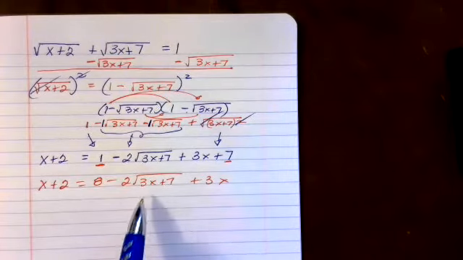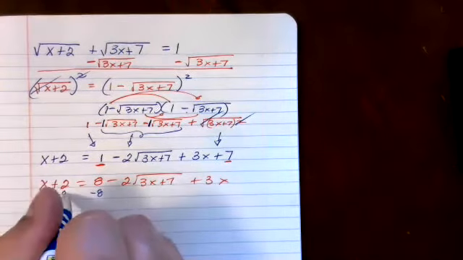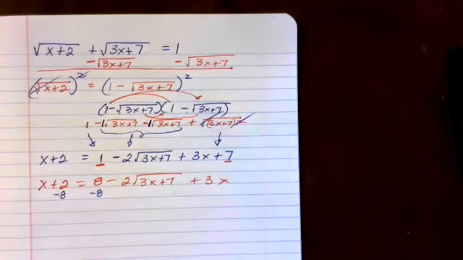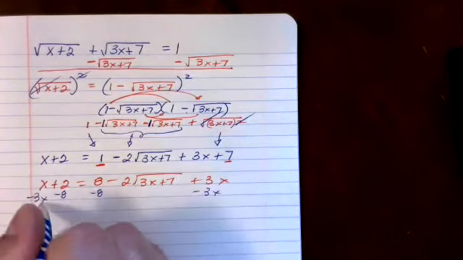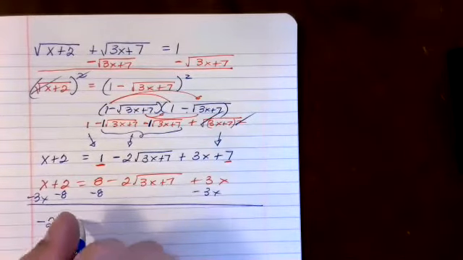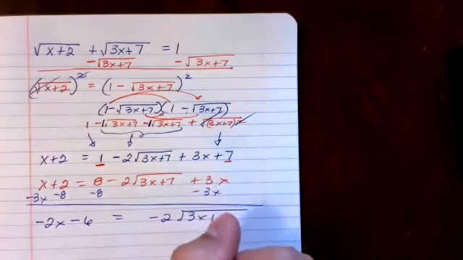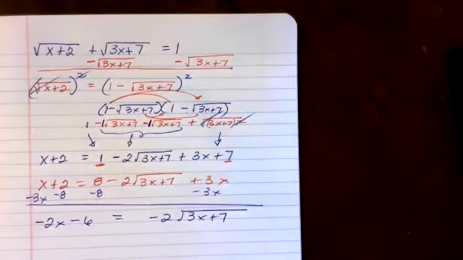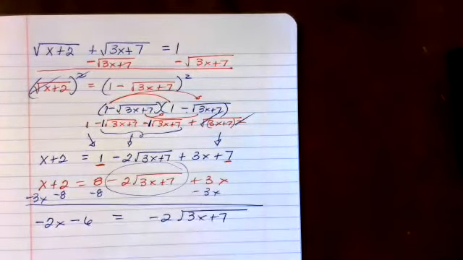I want to isolate my radical, so I could start moving stuff over. I could do -8, -8. Should do it in 2 steps. Let's get rid of this 3x, -3x. I'm going to have -2x minus 6 is equal to -2 radical 3x plus 7. I've isolated my radical term. Actually, I haven't isolated my radical.